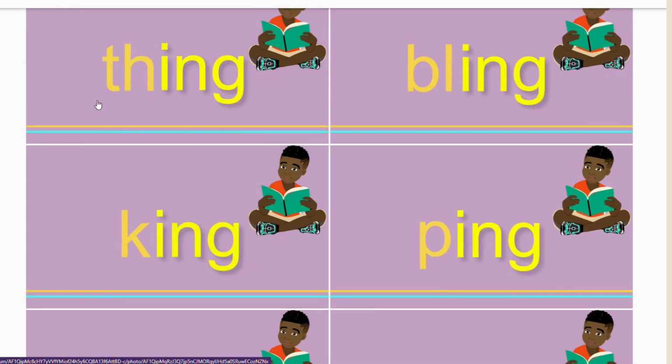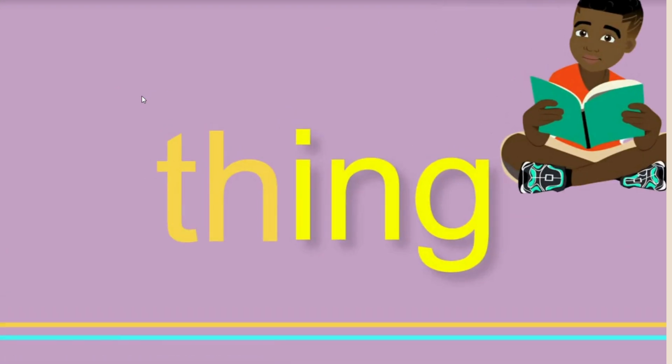Now let's try a double letter word with the ing. So this sound here is ing. The sound of th is th. Now let's put it with ing. What word do you think we will get? Thing.